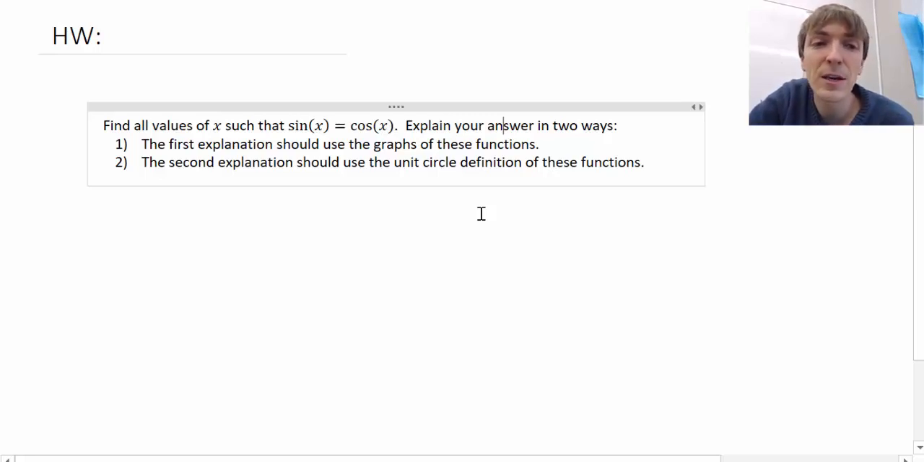The second explanation, I'd like you to use the unit circle definition. Okay, so explain to me, knowing what you know about the unit circle, what the angles you'd plug in to get sine equal to cosine. And both of those should lead you to the same answer.